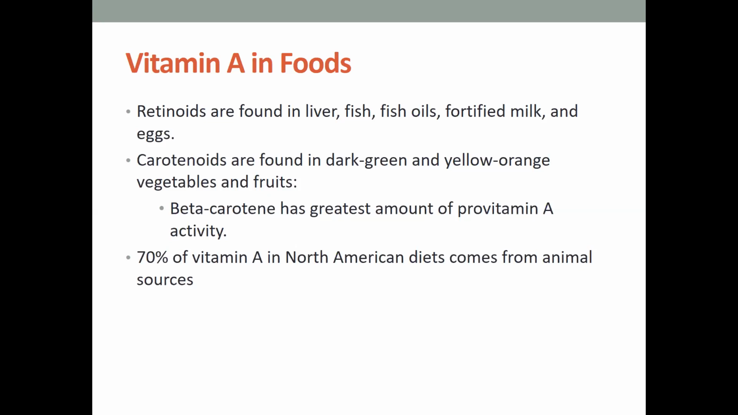Carotenoids are from plants, so anything that is dark green and yellow orange has carotenoids. Beta carotene is a type of carotenoid that has the greatest amount of provitamin A activity, meaning that it converts to vitamin A in the body more easily than the other carotenoids. About 70% of vitamin A in the North American diet comes from animal sources, so we probably don't do the greatest job with our dark green and yellow orange vegetables and fruits.